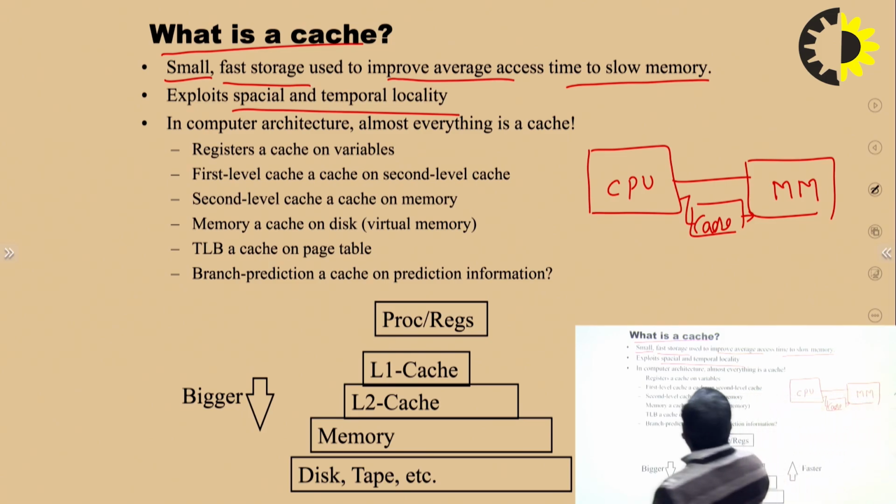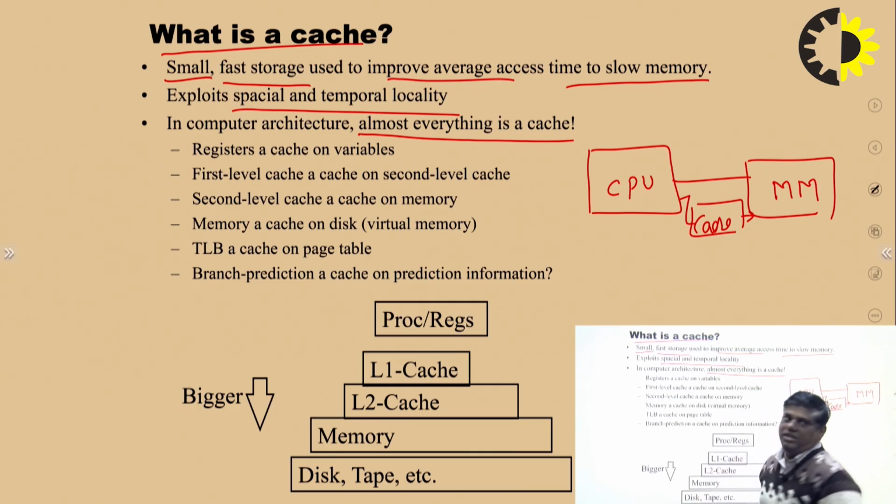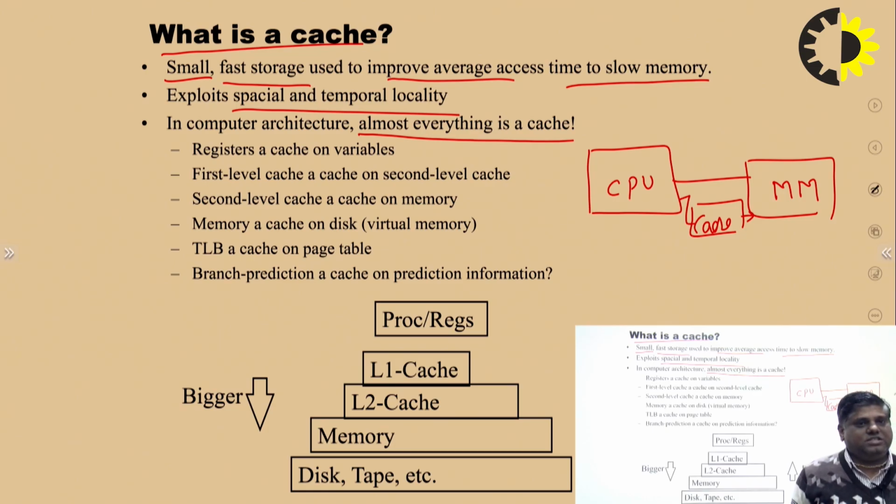In computer architecture, almost everything is in cache. It means when the CPU wants to access data, the CPU first accesses the cache. If data is found, then the computational process proceeds. If data is not found, then data is transferred from main memory into the cache memory, and then from the cache memory into the CPU.